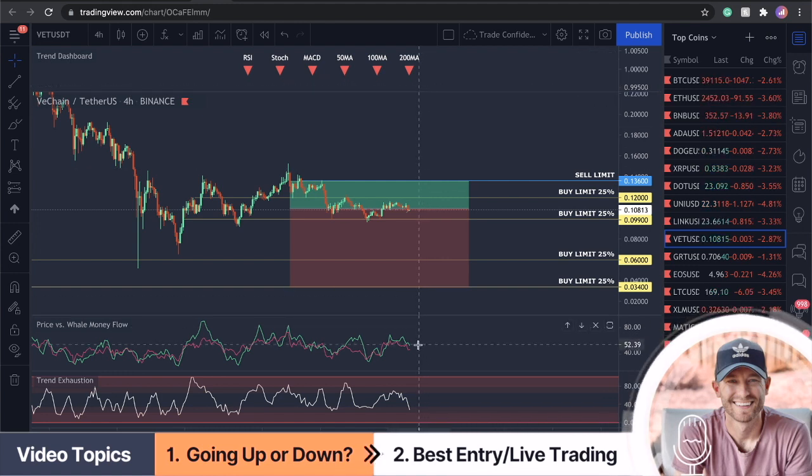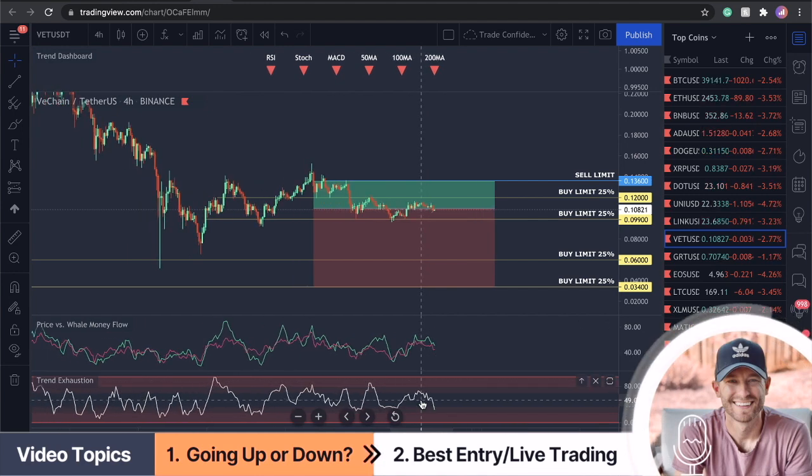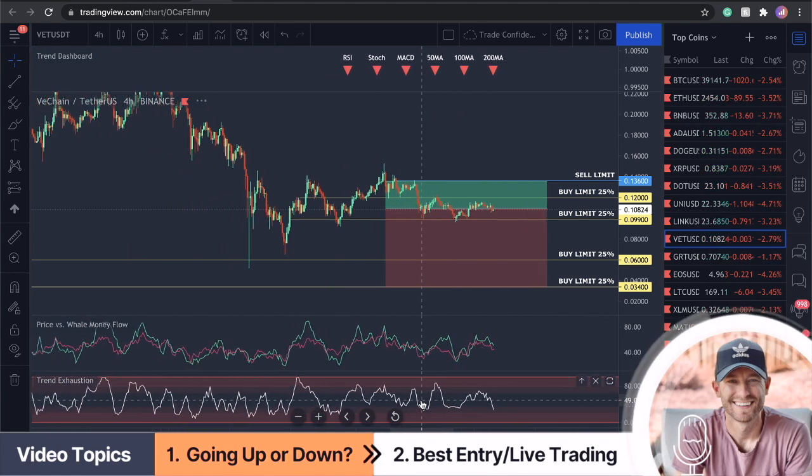Okay, the price versus the whale money flow: we are also seeing price structure move down in pink, as well as the whale money flow move down as well. A high, a low, a lower high, a lower low formation on both. Now, here's where I think we could head down a little bit more. The trend exhaustion has not been exhausted. That's just the easiest way to put that.